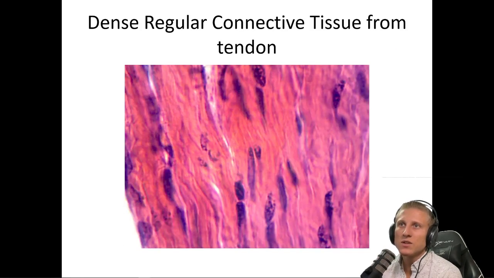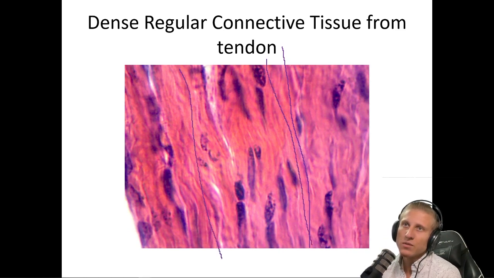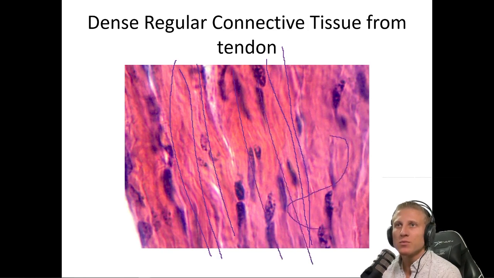Dense regular connective tissue. Okay, high density of collagen fibers running through this stuff. And it's regular because of this direction that I'm drawing onto it. If it was whooshing around, then it would be irregular. Dense, irregular connective tissue. Relatively same complexion.